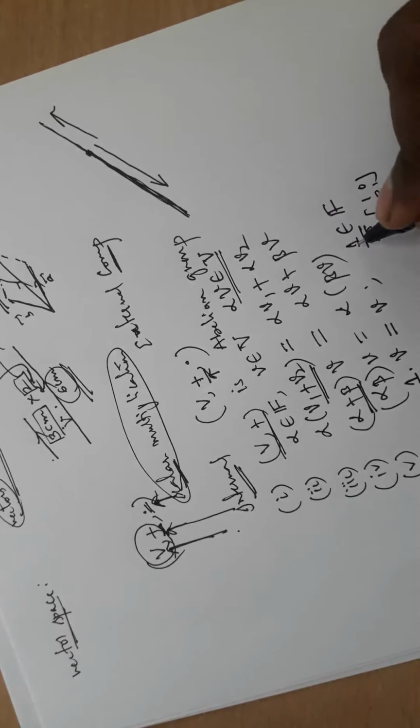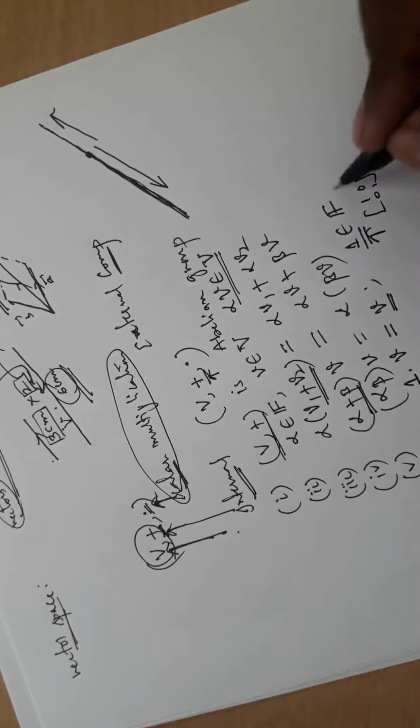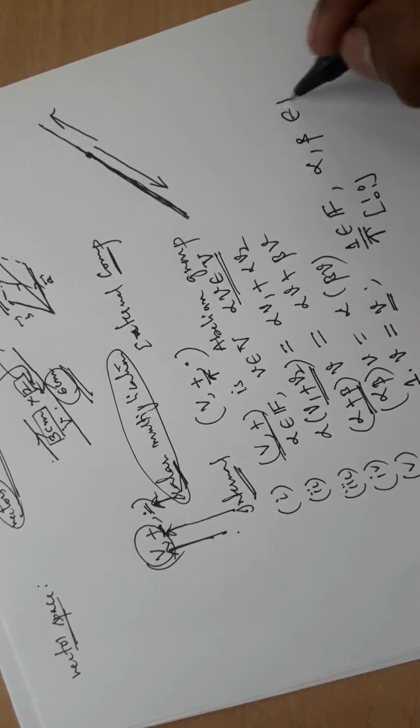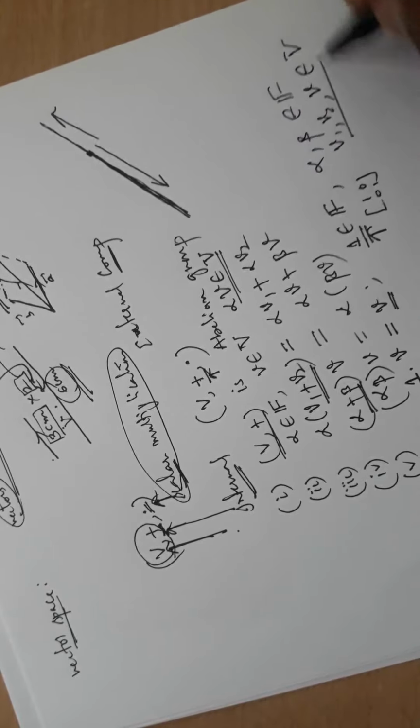So it doesn't say only exactly equal to 1. It means an identity element. If you multiply it to the vector, you will get the same vector back. And alpha and beta are from the field F. V1, V2, V are the vectors.